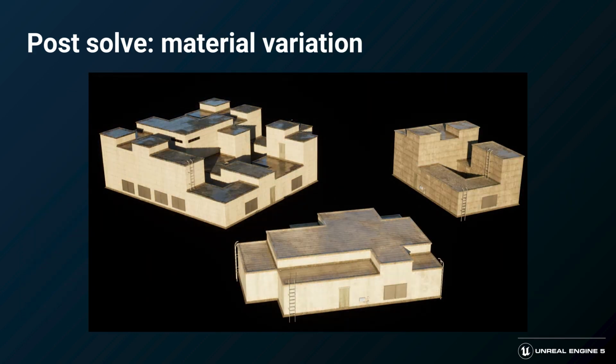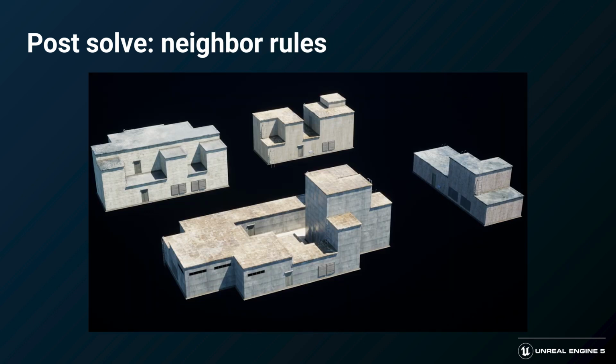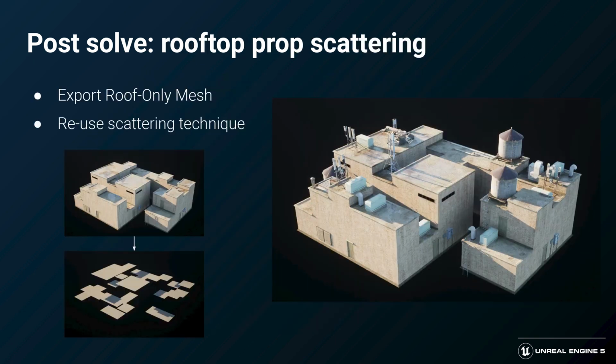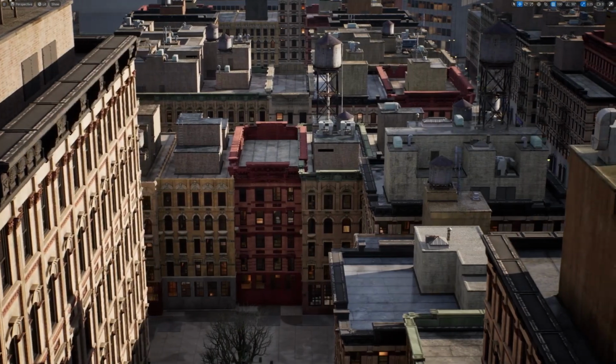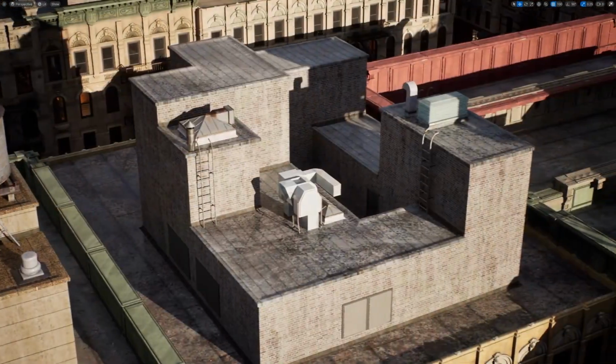Here we are swapping wall materials, roof materials, and per actor custom primitive data to create color variation. We can derive a grid from a solved actor and allow for arbitrary logic based around tile neighbor rules. In this case, we use neighbor rules to place props on walls. To reuse existing Houdini methods made for scattering props, we made a method for exporting roof-only surfaces. Roof prop scattering was done in Houdini and reassembled in Unreal Engine using point cloud data. And here are some wave function collapse results in the city.